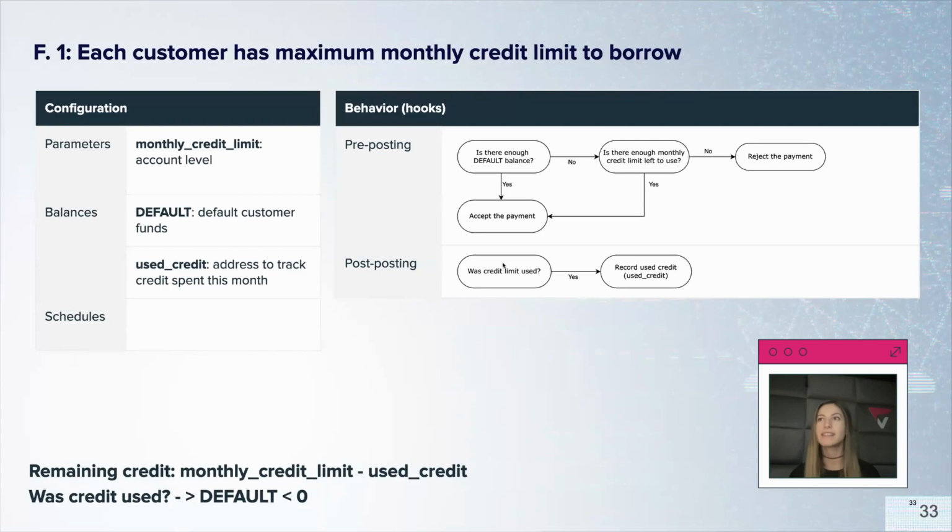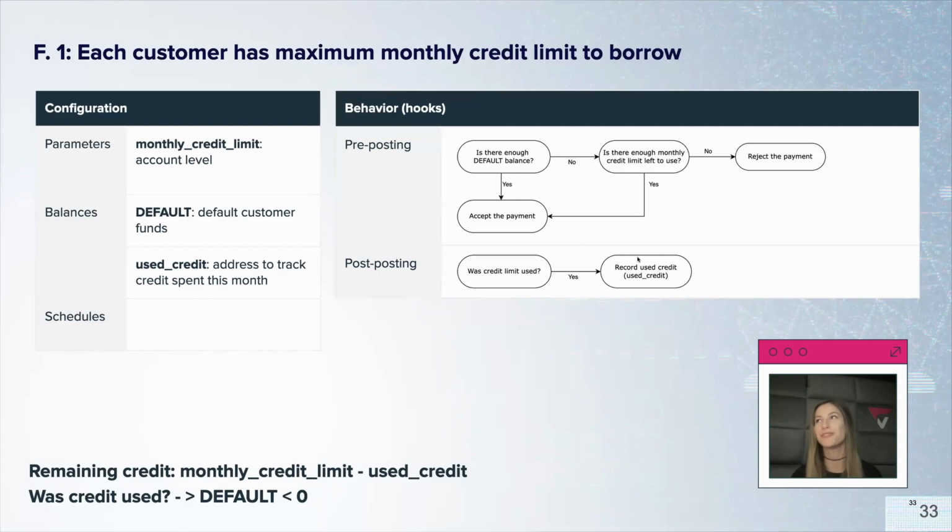But now, in case that I accepted the payment, I may have accepted it with the help of the credit limit. In that case, I have to also, after performing the payment, mark down the credit limit that I used for the payment. That's something that will happen immediately after the payment is accepted on the account, and it's being implemented in the post-posting hook of the smart contract, in the post-posting part of logic of the smart contract. And here I am going to ask, was the credit limit used for this payment? And if yes, then I will record the used credit.